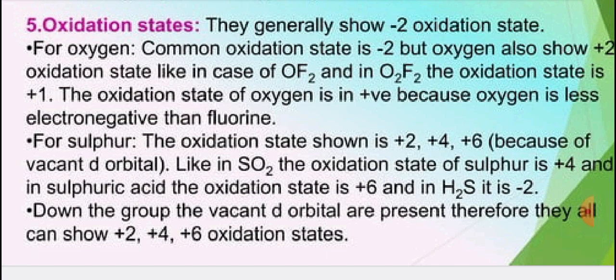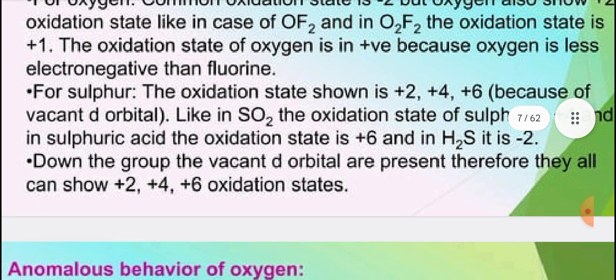The oxidation state of oxygen is positive because oxygen is less electronegative than fluorine. So this is anomalous behavior of oxygen, but only with the most electronegative element, that is fluorine. For sulfur, the oxidation states are +2, +4, +6, because of vacant d orbitals. Like in SO2, the oxidation state of sulfur is +4, in sulfuric acid it is +6, and in H2S it is -2.